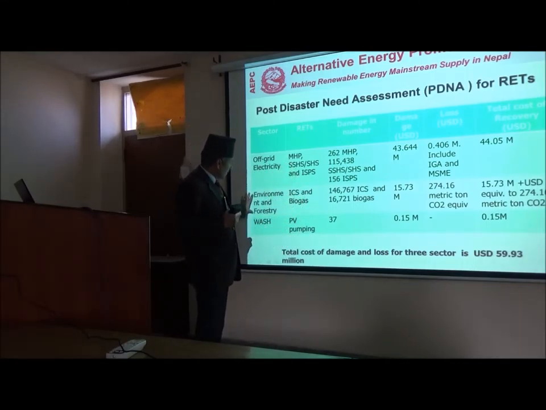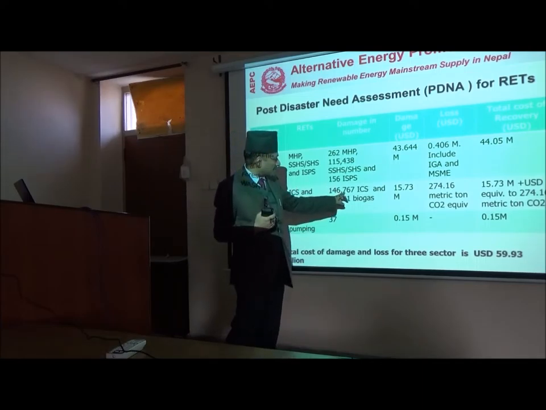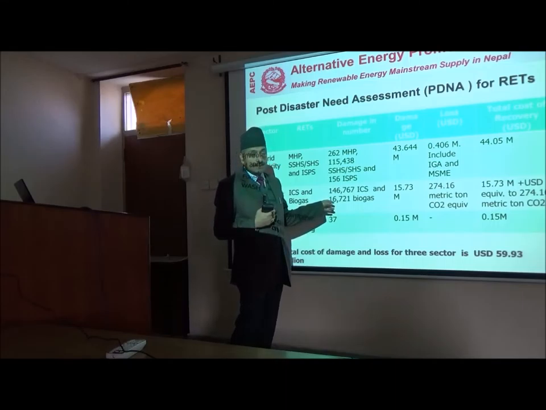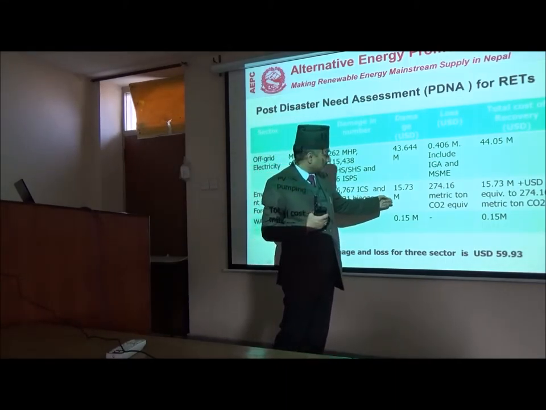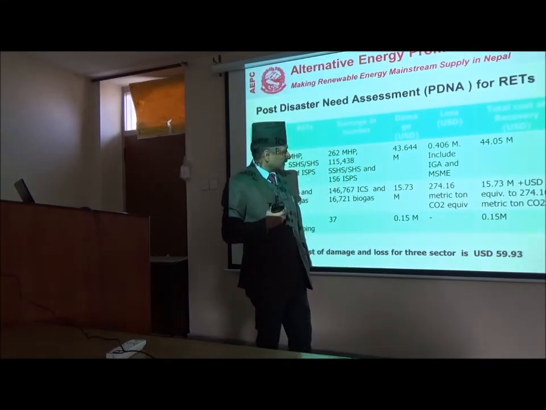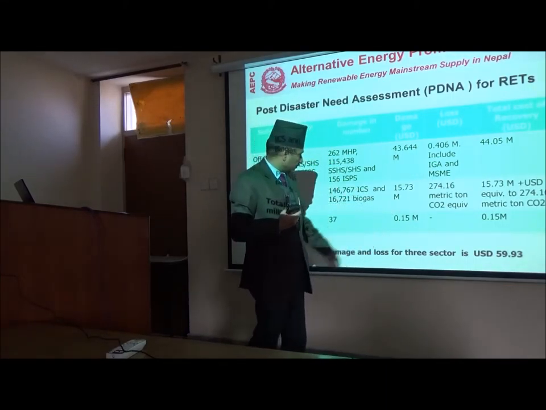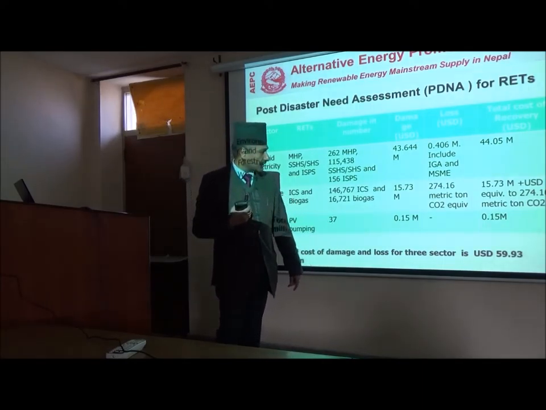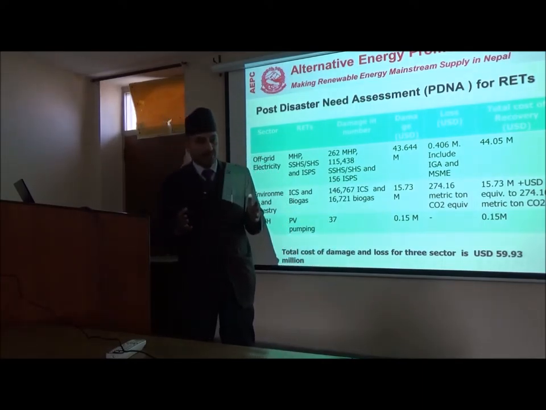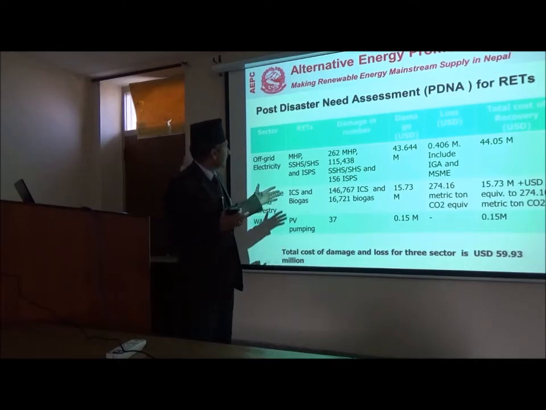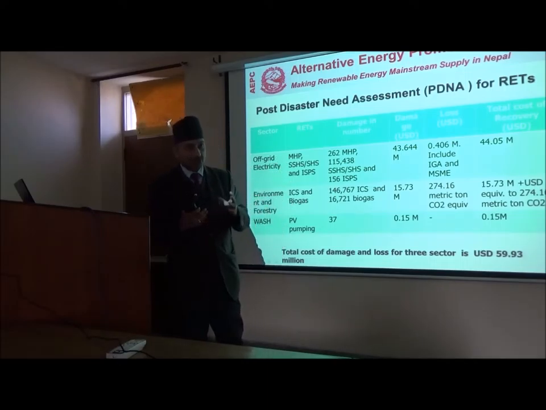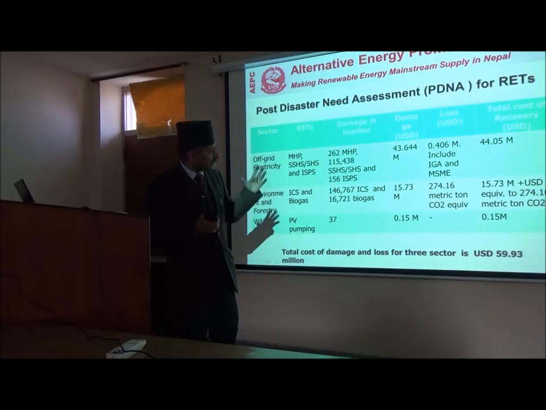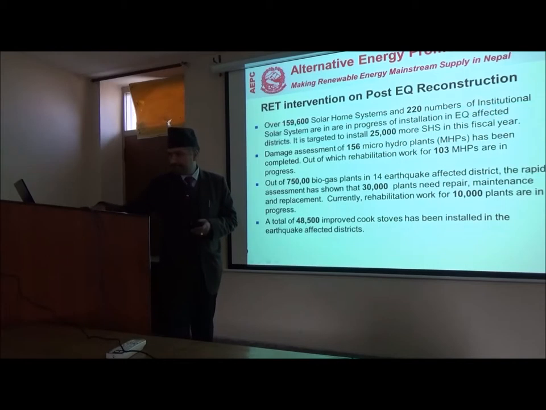Under environment and forestry, improved cooking stoves and biogas, 146,000 improved cooking stoves and 16,000 biogas plants have been damaged. 15 million in damage, if I quantify those things. So the total cost of damage and loss for this sector is close to 60 million US dollars. This was reported in the post-disaster needs assessment report also. So this was the status.